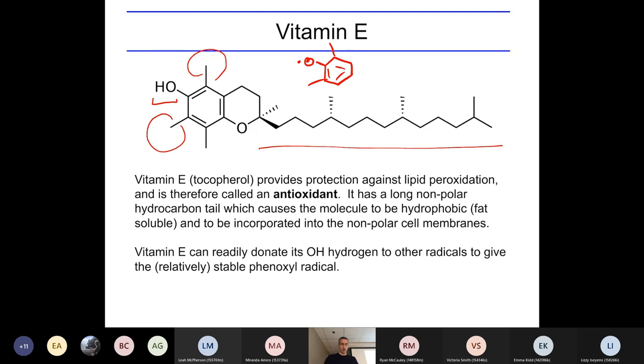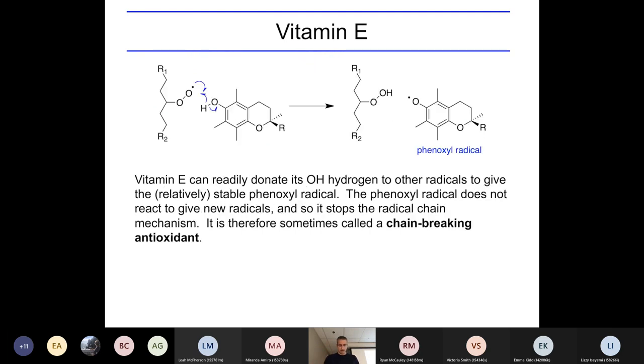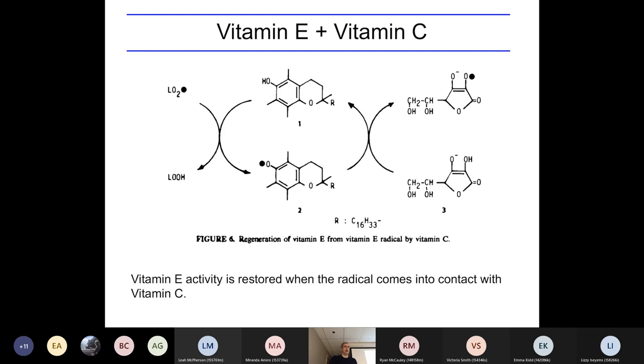So vitamin E, it's not a one and done. Actually, this is the mechanism for what vitamin E would do. If those radicals are propagating through your membrane, vitamin E can donate its hydrogen atom, stop the radical chain mechanism in your chains, and give you this phenoxyl radical. But vitamin E doesn't get consumed in this process. It gets regenerated, and it gets regenerated by vitamin C. So vitamin E and vitamin C work together.